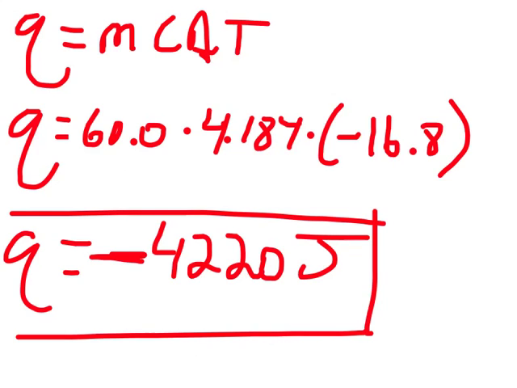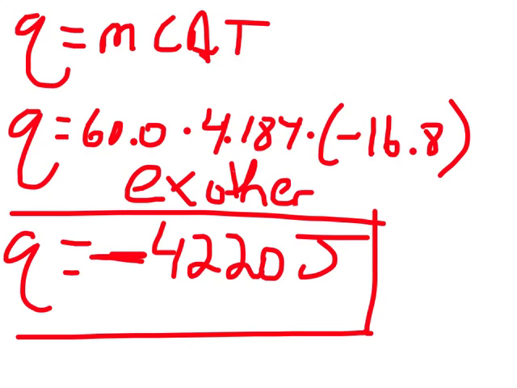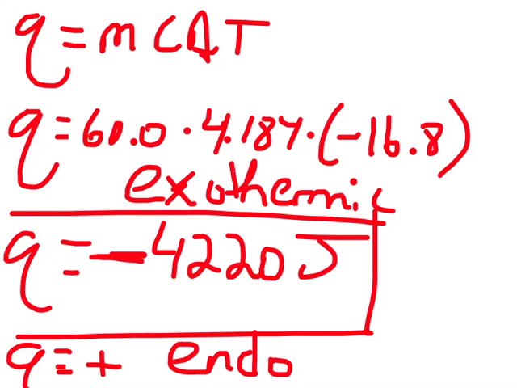Because negative means that energy is being given off. So that's an exothermic process because energy is being given off and the substance is cooling down. If I was to have a positive Q value, then that would mean an endothermic process. Okay, we call this the sign convention. Negative Q values mean exothermic, positive Q values mean endothermic. And that in a nutshell is how you solve these problems.